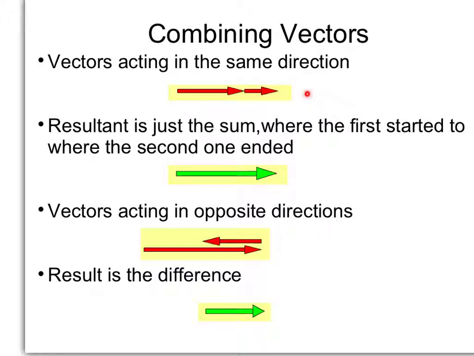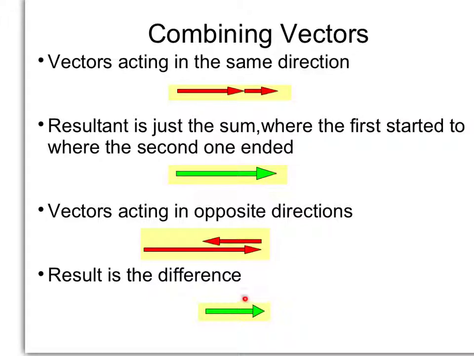Okay, now suppose they're acting in the opposite direction. So we see here we've got two vectors. We've got this red one over here, which is acting to the right, and the shorter one here, which is acting to the left. Notice that the tail of the second vector is connected to the tip of the first vector, and then the resultant of the two vectors is this right here. Notice that this vector is acting to the right because the larger vector was acting to the right.